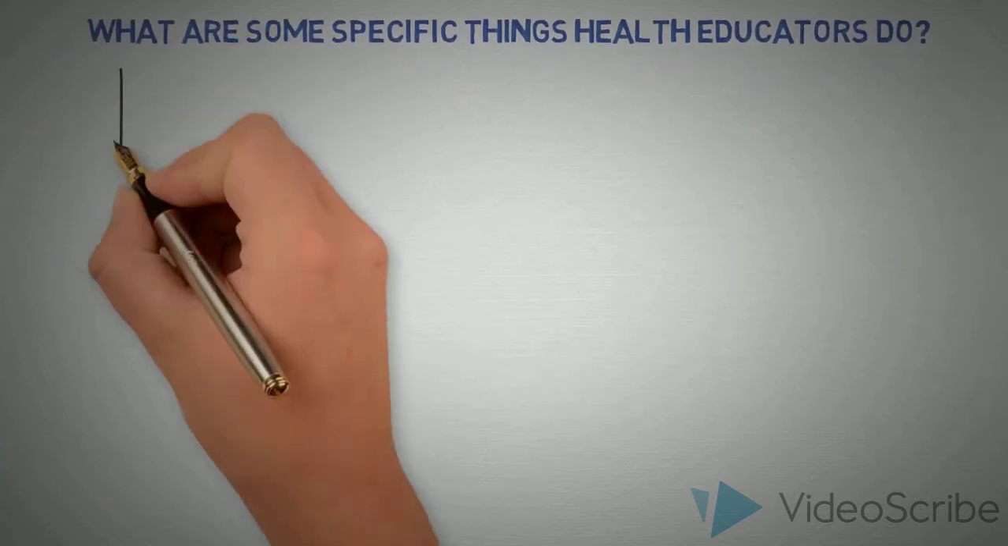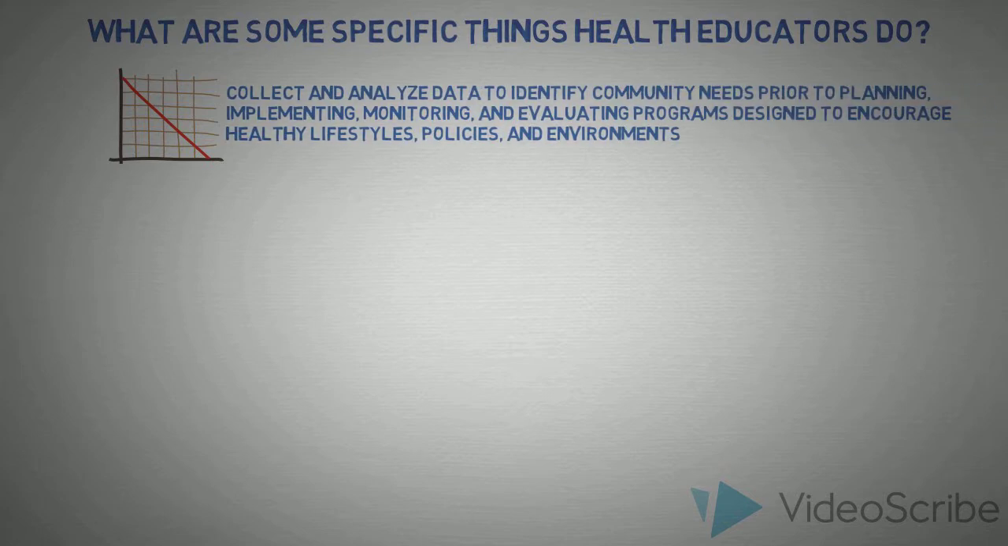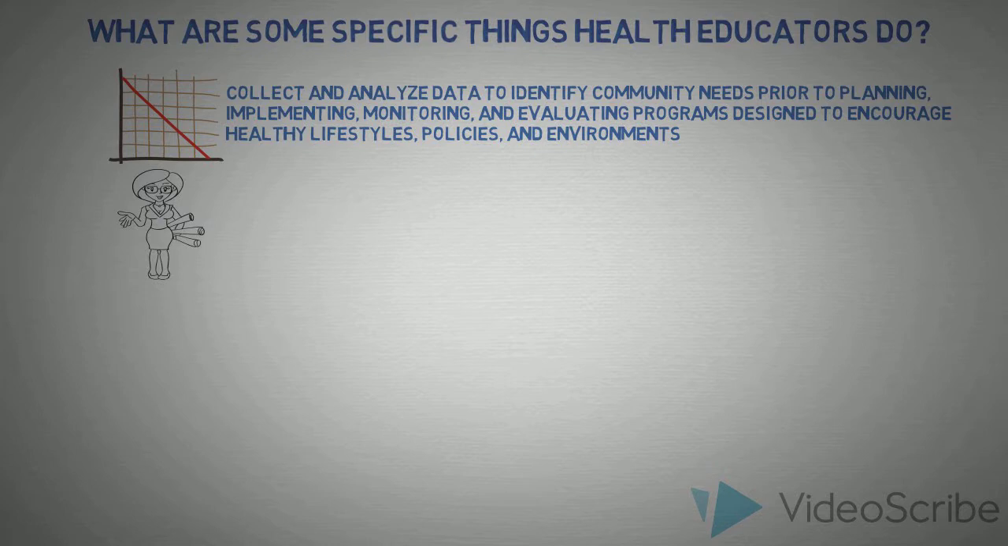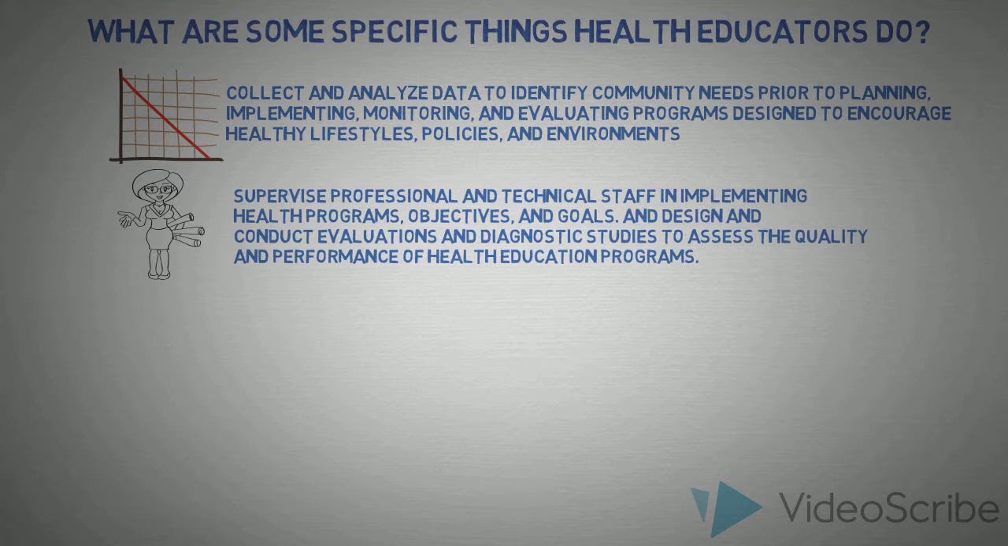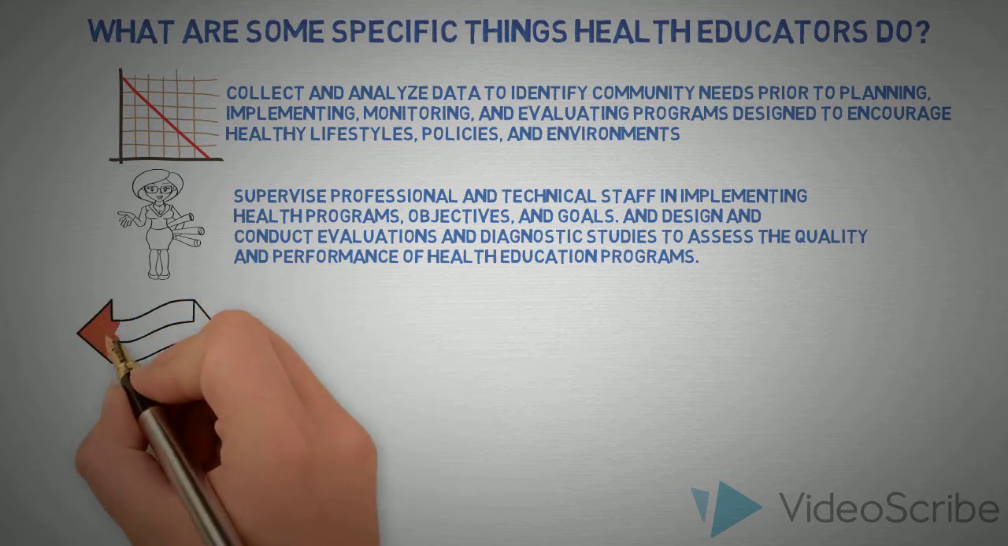So what are some specific things health educators do? Collect and analyze data to identify community needs prior to planning, implementing, monitoring, and evaluating programs designed to encourage healthy lifestyles, policies, and environments. Supervise professional and technical staff in implementing health programs, objectives, and goals, and conduct evaluations and diagnostic studies to assess the quality and performance of health education programs.